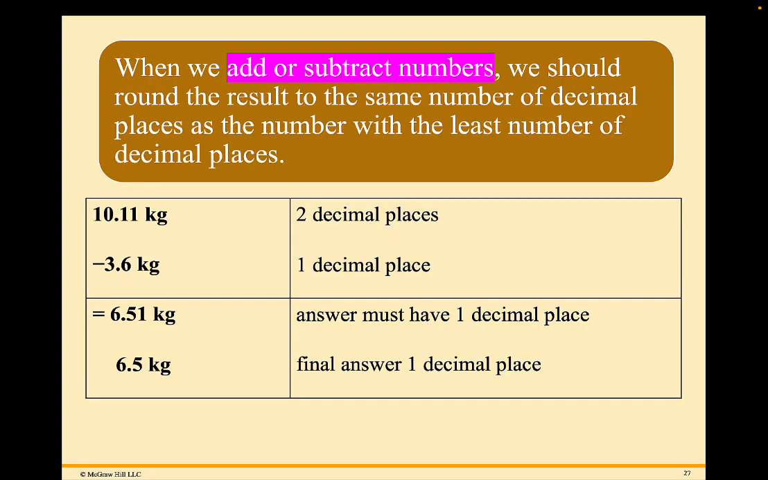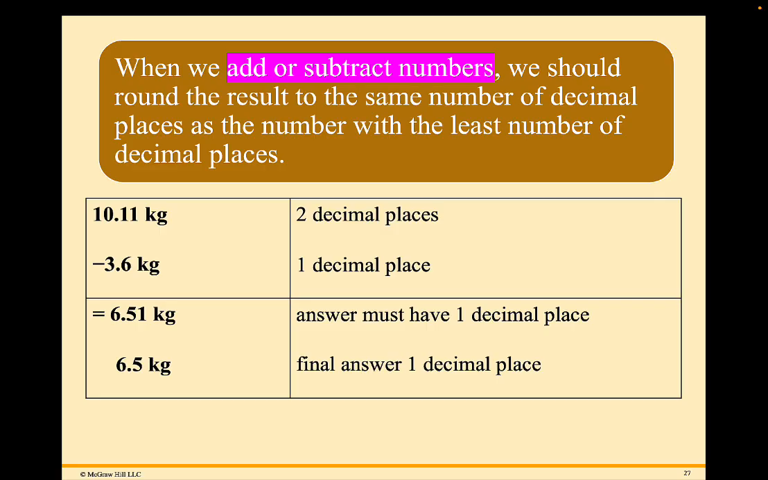Okay, adding and subtracting, things are a little bit different, right? Multiplying, dividing, we just take the smallest number. But adding or subtracting, we need to look at the actual decimal place that we're dealing with. So here, if we are looking at a difference, right? 10.11 kilograms minus 3.6 kilograms. In the first bit of information, we have 2 decimal places, and in the bottom we have 1.